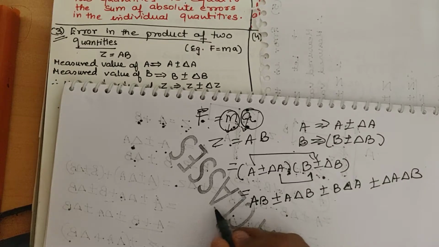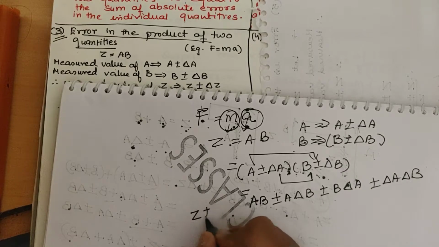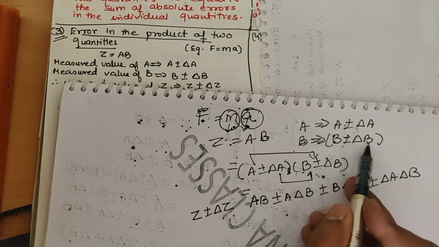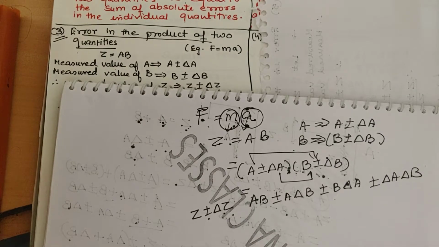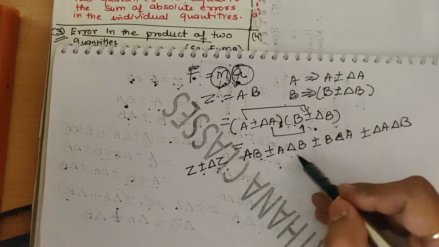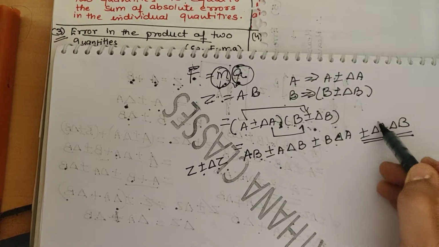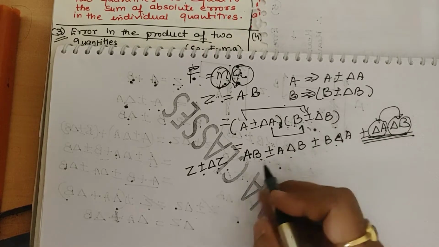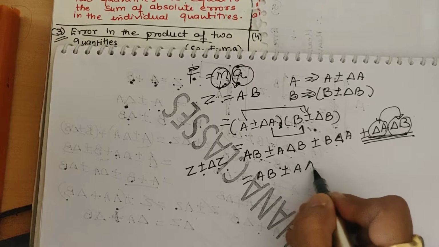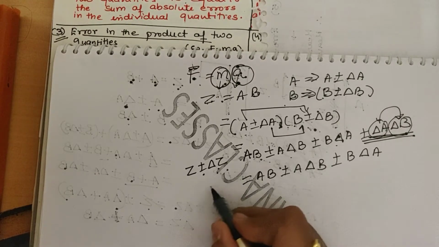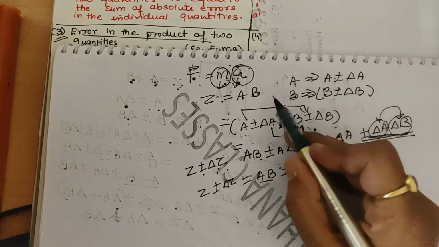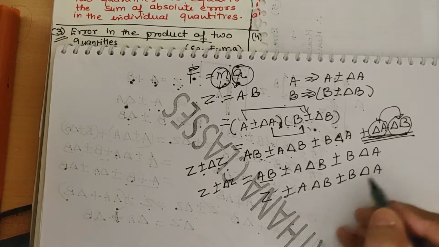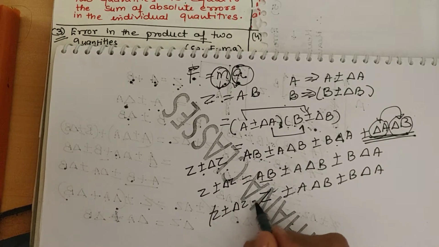So I get AB plus or minus A delta B plus or minus B delta A plus or minus delta A delta B. This is equal to Z, which can also be replaced as Z plus or minus delta Z. As A is replaced as A plus or minus delta A, B is replaced as B plus or minus delta B, therefore Z is also replaced as Z plus or minus delta Z.